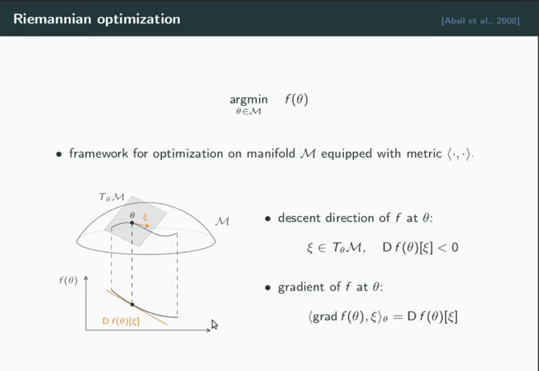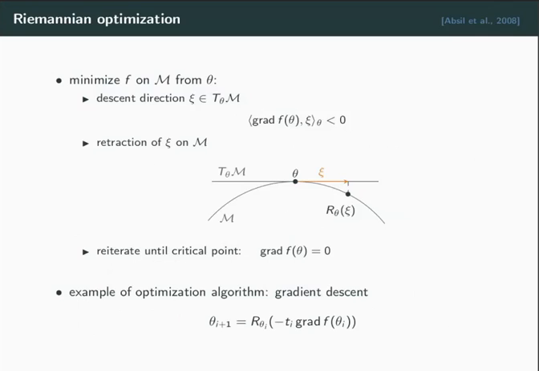And to find such a direction, a very useful tool is the gradient, which is defined thanks to the Riemannian metric here. And we have this definition of the gradient here that generalizes the definition on Euclidean spaces. Okay, so from there, in fact, we can define a Riemannian optimization iterative procedure.